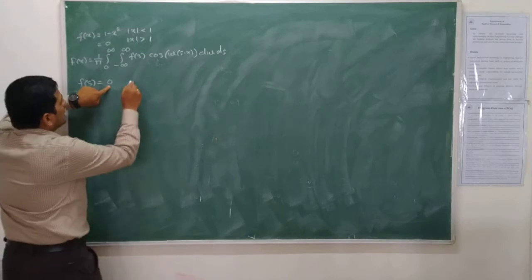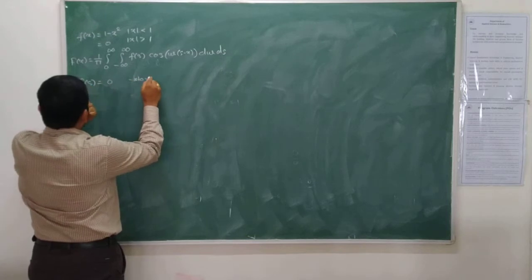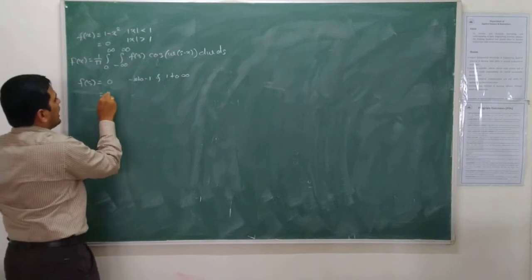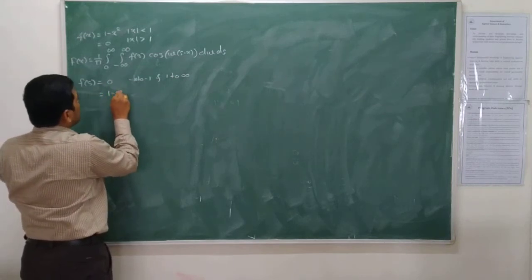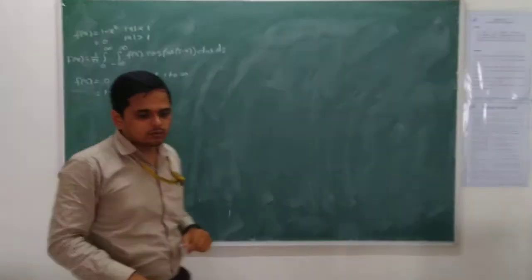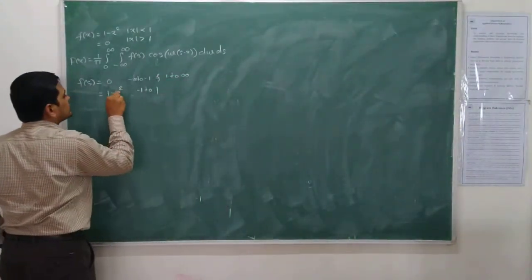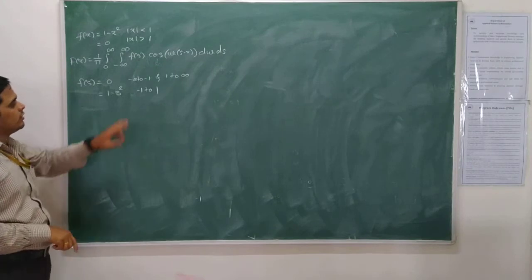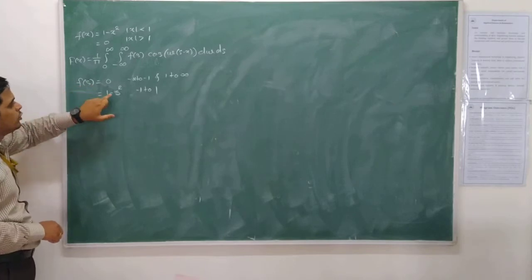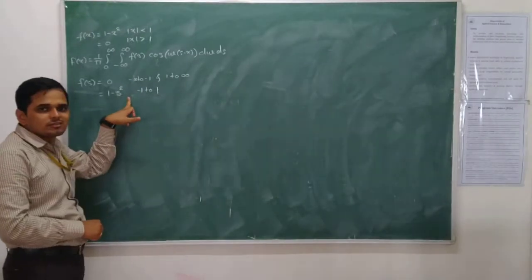So f of s will be 0 in the intervals minus infinity to minus 1 and 1 to infinity, and is equal to 1 minus x square in the interval minus 1 to 1. Here we are replacing x by s, so 1 minus s square. Now you can observe that f of s equal to 1 minus s square, defined in the interval minus 1 to plus 1, is an even function.